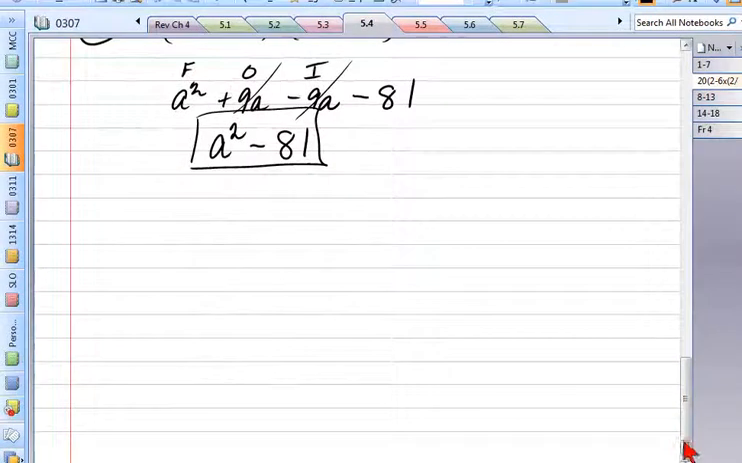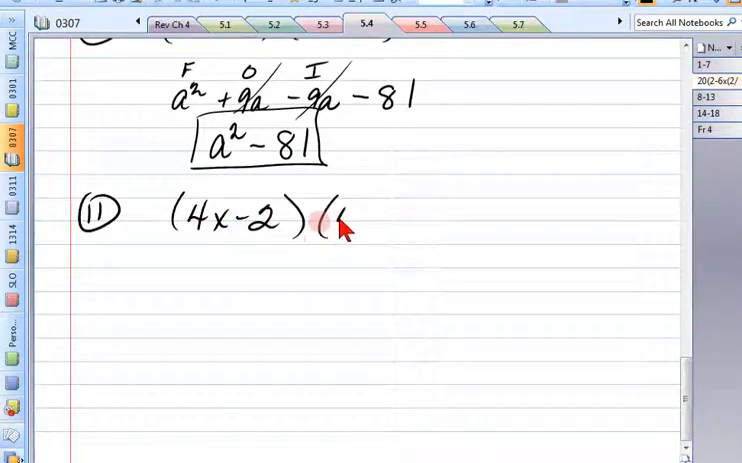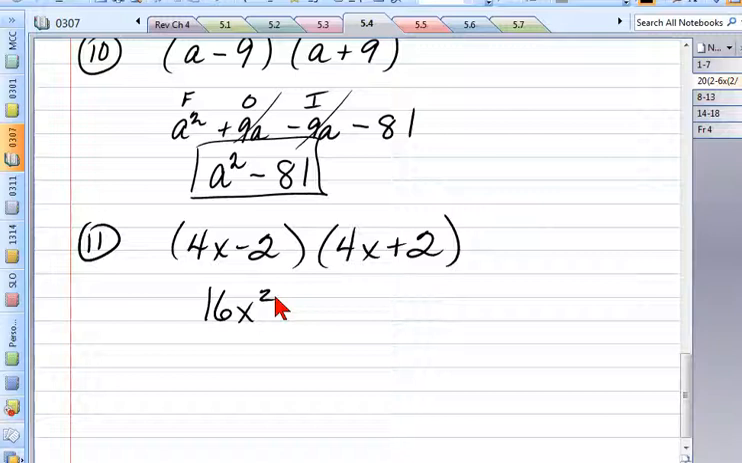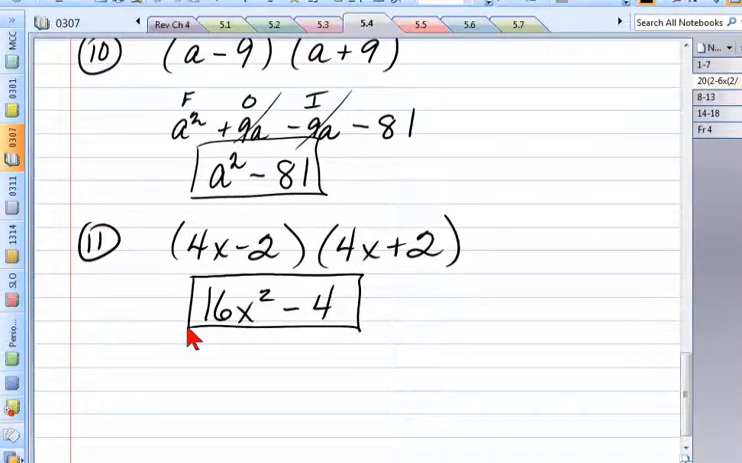Let's look at number 11. What if I had 4x minus 2 times 4x plus 2? Do you recognize that as a sum and difference product? All right. If it is, then that should shortcut our work. What's the product of the first? 16x squared. I do not care what the outers and inners are because they're going to be opposites. What's the product of the last? Negative 4. Done. Sum and difference products are some of the fastest to do.